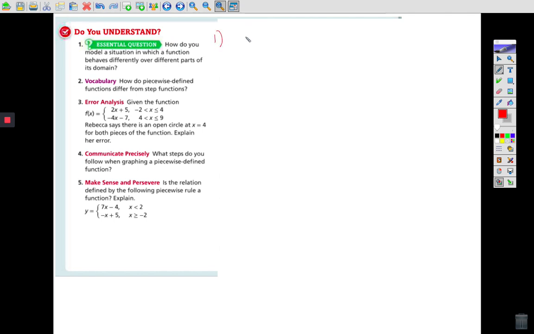So what I wrote is I said model each domain separately. So what we did, guys, remember we took each part and we looked at it as its own, correct? So we looked at them all separately.